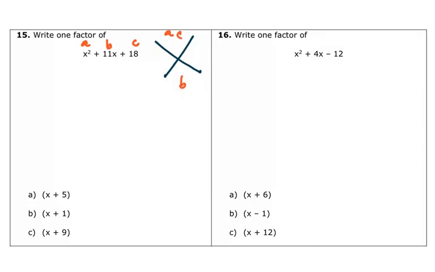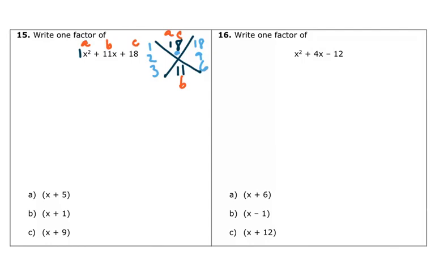So in this one here, A times C. A is 1, C is 18. 1 times 18 is the number 18. B stands for bottom. We put the B, the bottom, 11 on the bottom. What multiplies to make that top number, going in order? 1 times 18, 2 times 9, 3 times 6.